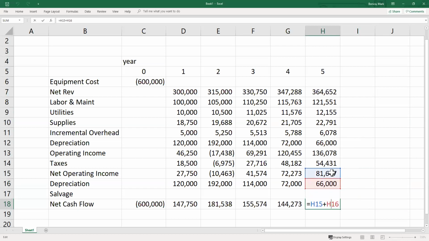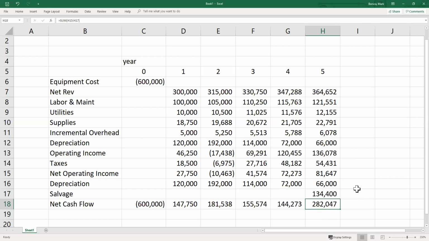So we have net income of 81 plus depreciation of 66 plus our salvage value. Oh, it's not going to let me do that. Let's just do equals sum. So I just summed the net operating income. I added back the depreciation, the non-cash expense that we took up here, as well as the salvage value. And so our final net cash flow in year 5 is actually $282,000. So that is part A.